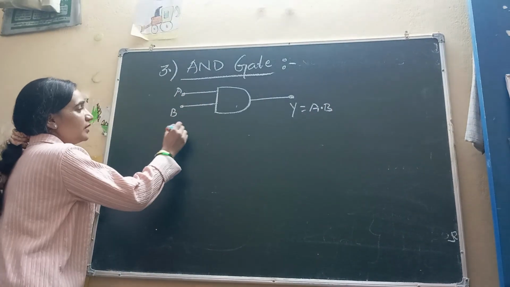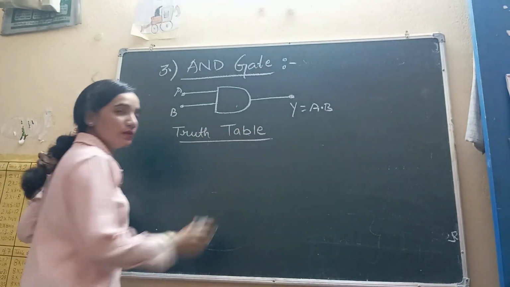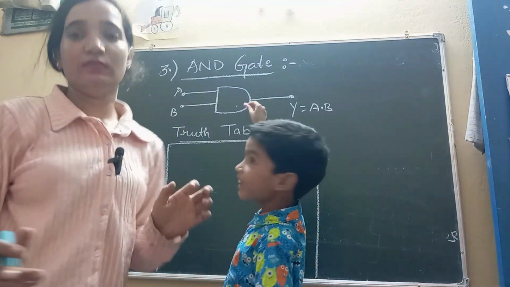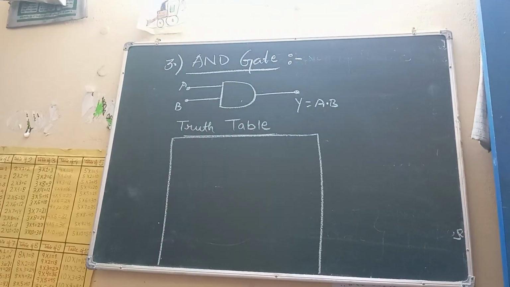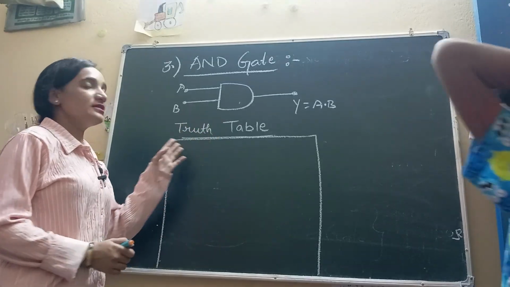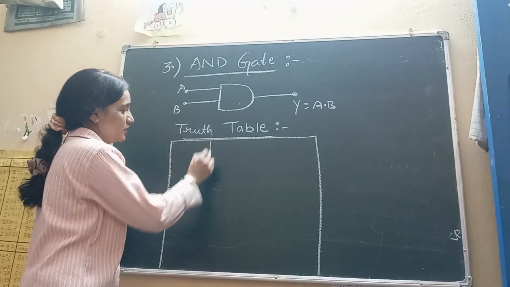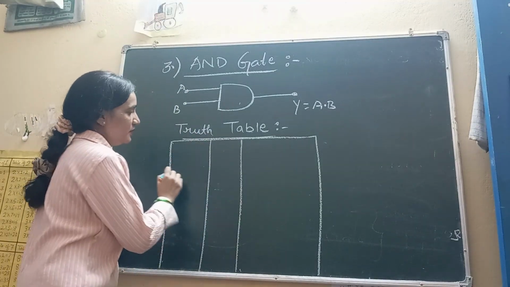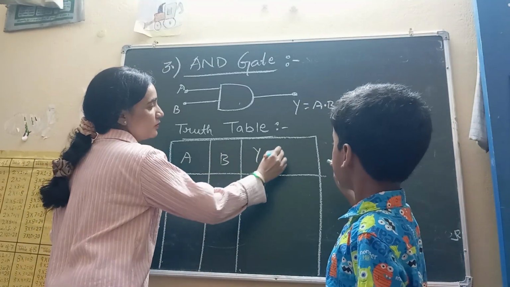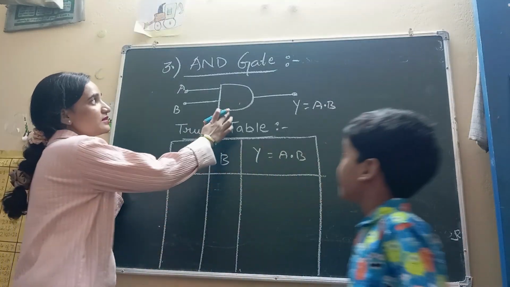Now come to the truth table. So this is the AND gate, and let us see the truth table. For the truth table, how many inputs do we have? We have two inputs, so let us take two inputs here and one output, A, B, and this is our output. Output is represented as A dot B. This is the AND gate.